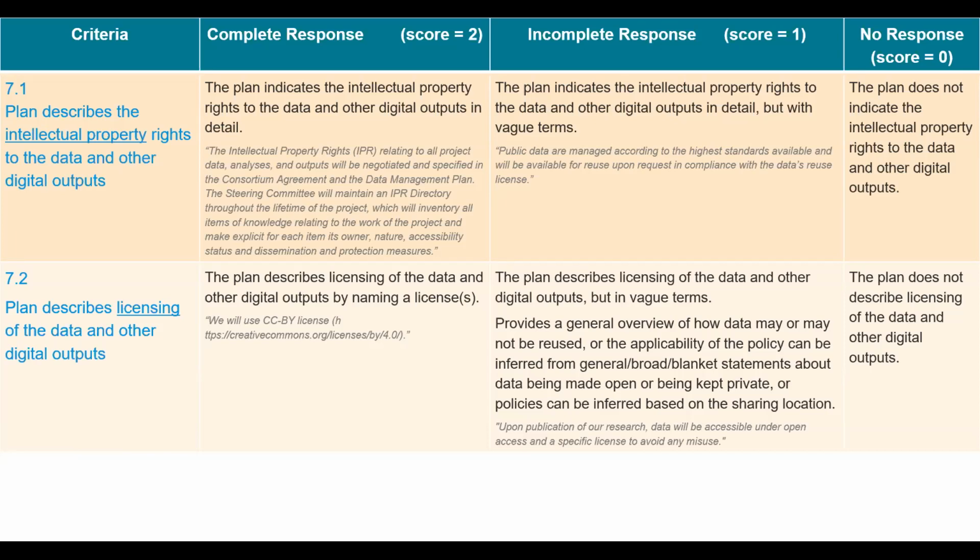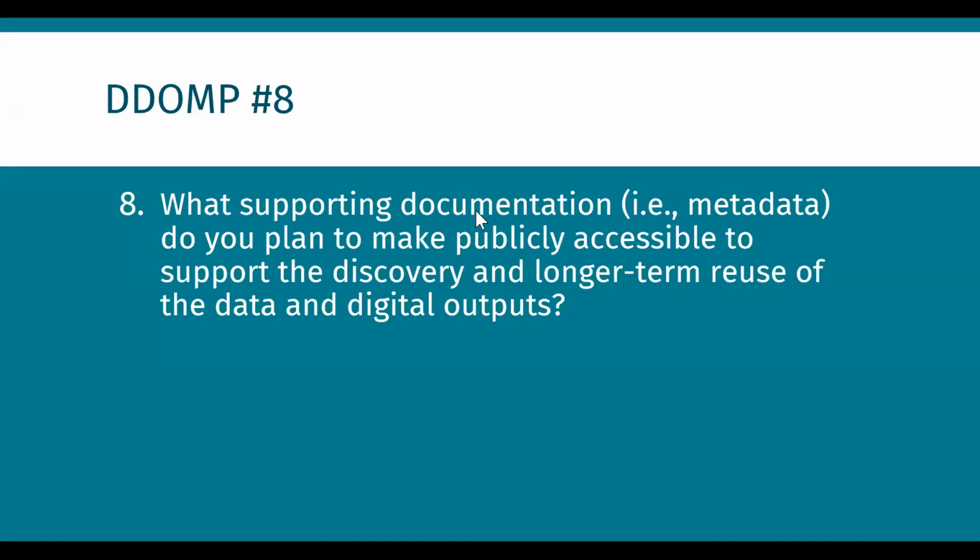An incomplete response receiving a 1 would be where the plan describes licensing of the data and other digital outputs, but in vague terms. So it might provide a general overview, but not anything specific, like actually indicating a license. Here's an example: upon publication of our research, data will be accessible under open access and a specific license to avoid any misuse. That's better than a non-response that does not indicate any licensing, but it doesn't name the actual license, which would be a more complete response for a DDOMP.